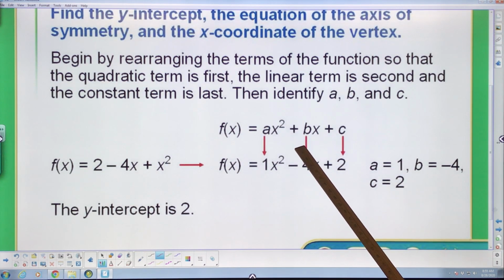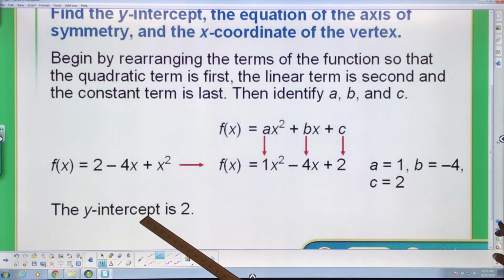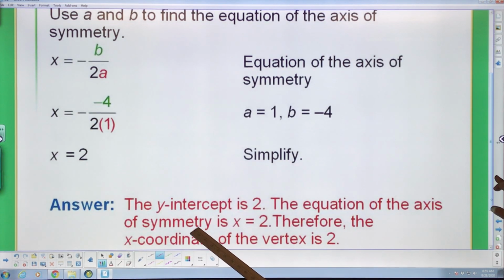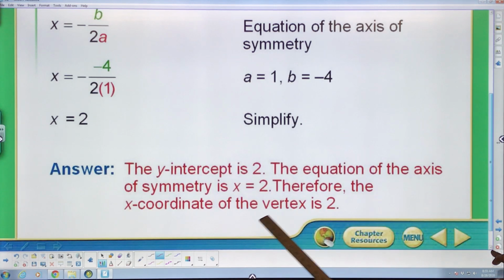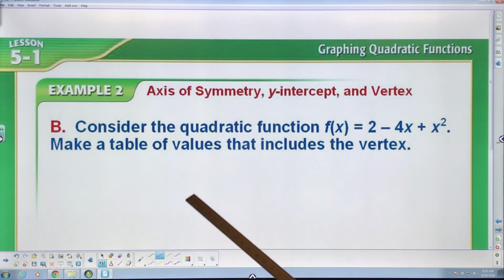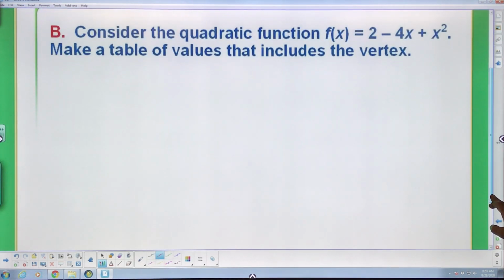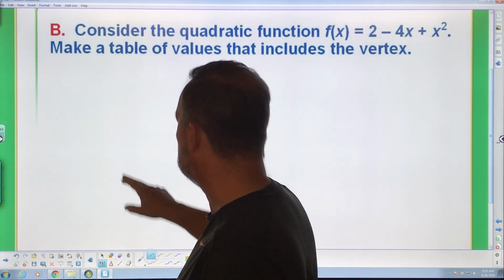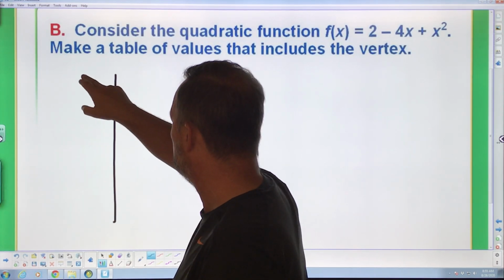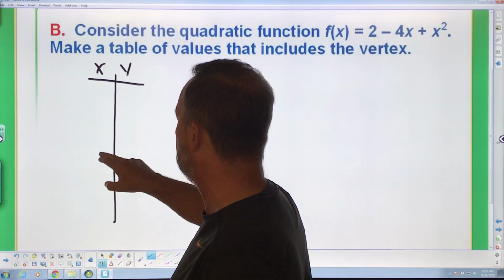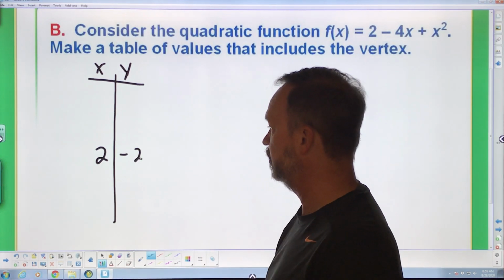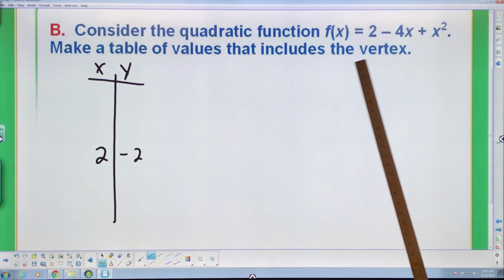They rewrote theirs. They talked about the y-intercept being 2. They identified the A, B, and the C. They did the axis of symmetry is 2. They said the x-coordinate of the vertex is 2. They did all of that. Now it says make a table of values that includes the vertex. So I didn't do that, but I'm going to do that because I want to walk you through this piece of this work. So we already said the axis of symmetry is at 2, and we know the vertex was (2, negative 2). But they want us to make a table of values that includes the vertex.